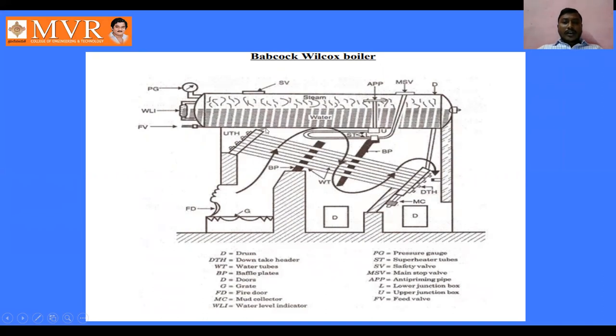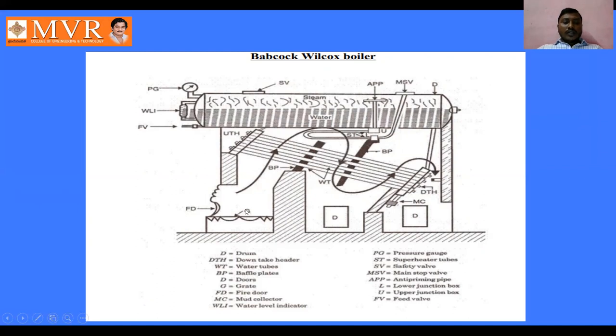And this uptake header has been connected to this boiler shell. And here, by using this feed valve, we are feeding water. And by using this water level indicator, we are going to check how much water is there in the boiler shell. And by using this pressure gauge, we are going to check the pressure value of the steam.